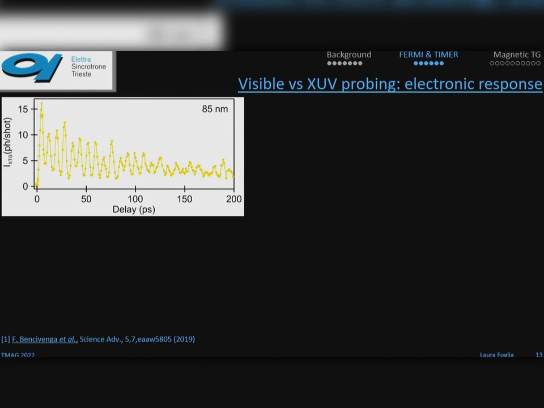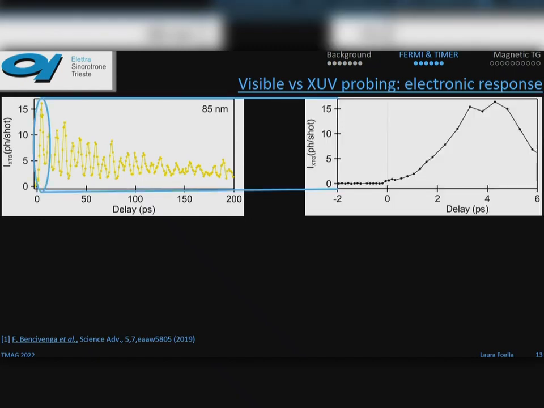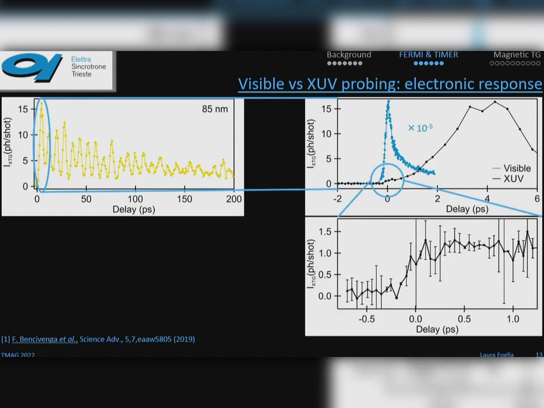So this is a typical XUV transient grating spectrum. You see a very nice oscillation. This is an acoustic phonon. And if you zoom in at the time overlap between the pump and the probe, you see almost nothing, and then the start of this acoustic response. If you did the same experiment probing in the visible, you would see a huge electronic signal at time 0, which you don't see if you are not working at resonance with the EUV probe. You see a very tiny electronic signal.